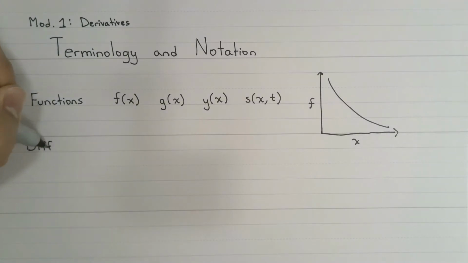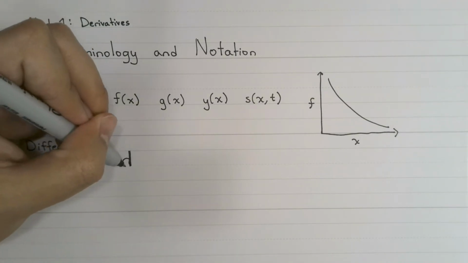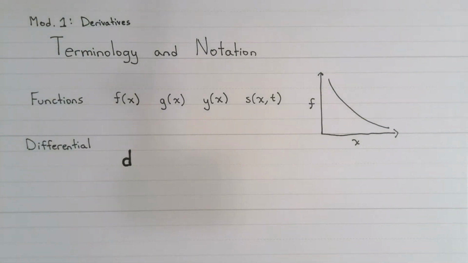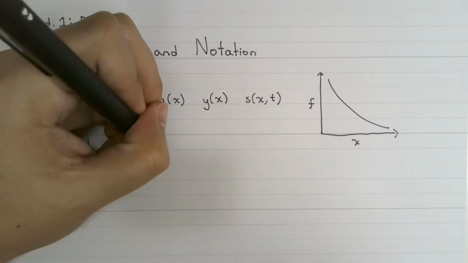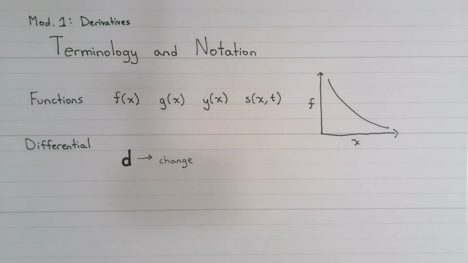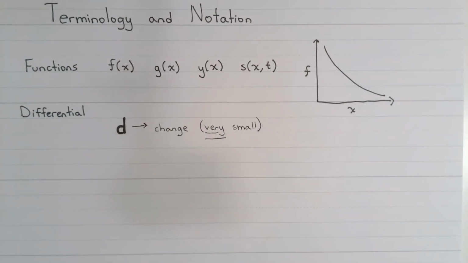Next, we'll talk about differentials. This is the D operator you use when you take a derivative. Simply put, this differential represents a change in a property, but not just any change. A very, very small change.